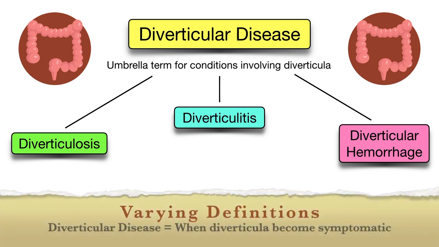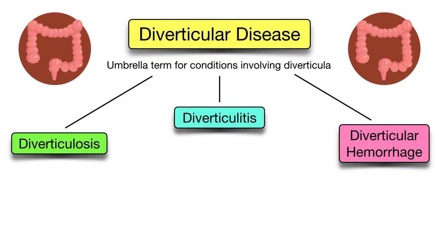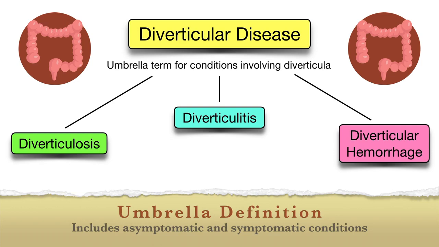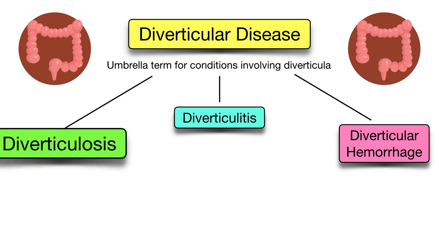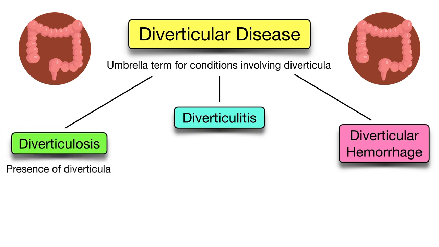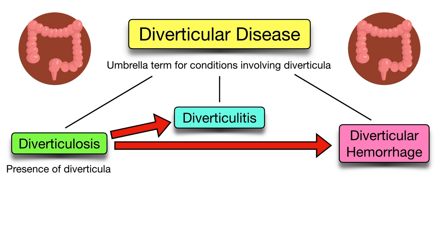You may see some textbooks use the term diverticular disease to describe symptomatic diverticula only. In other words, when someone has a diverticulum, it's not considered diverticular disease until it becomes symptomatic. However, the umbrella definition used in this video is more widely accepted. Let's start with diverticulosis. Diverticulosis is simply the presence of diverticula in the colon, usually without any related complications or symptoms. Diverticulosis carries a risk of progressing to other forms of diverticular disease, such as diverticulitis and diverticular hemorrhage.